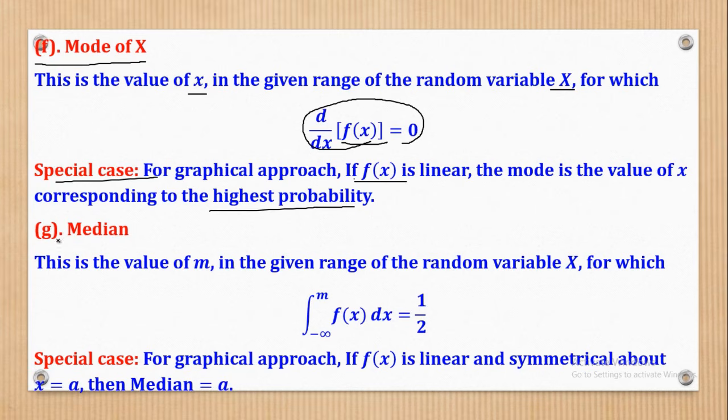Then we shall combine mode with median, into one question. So median is the value of m in the given range of the random variable x for which the integral of f(x) from negative infinity, which means the lowest limit, up to m, which is the median, must be equal to a half. Then also the special case is that if f(x) is linear and is symmetrical about a certain value of x, then that value of x will be your median. So if it is symmetric about x equal to a, it means that a is the median.